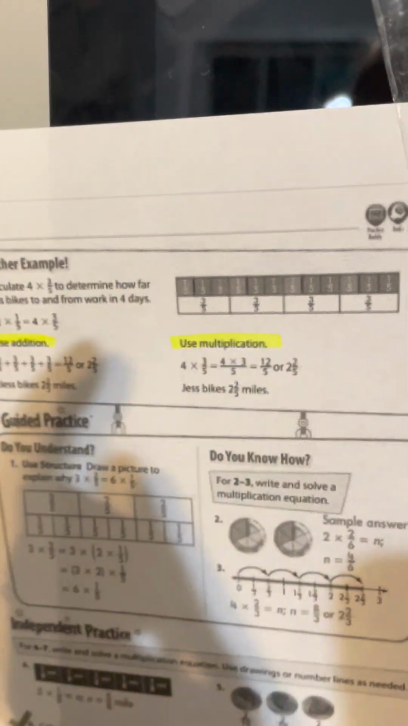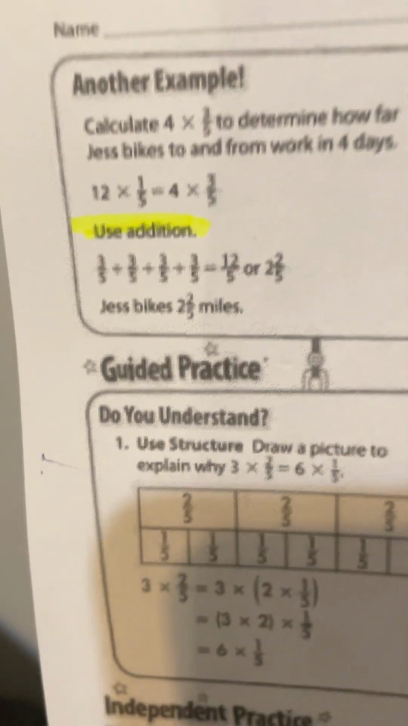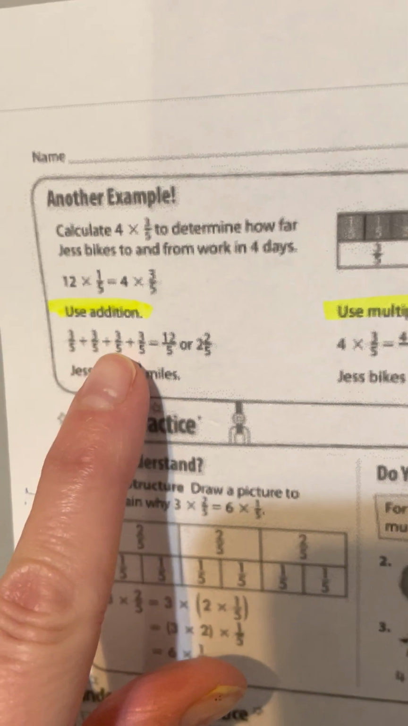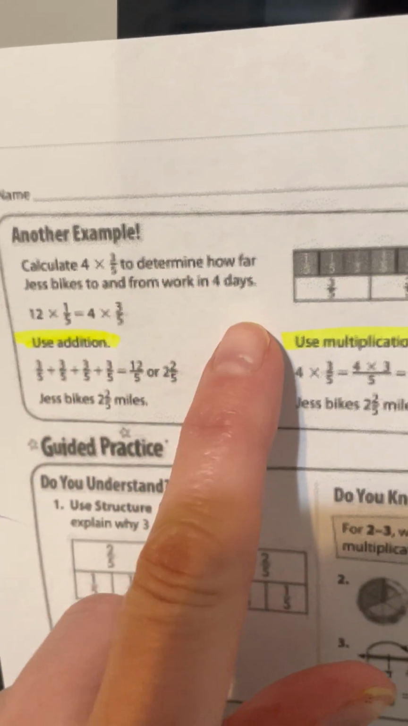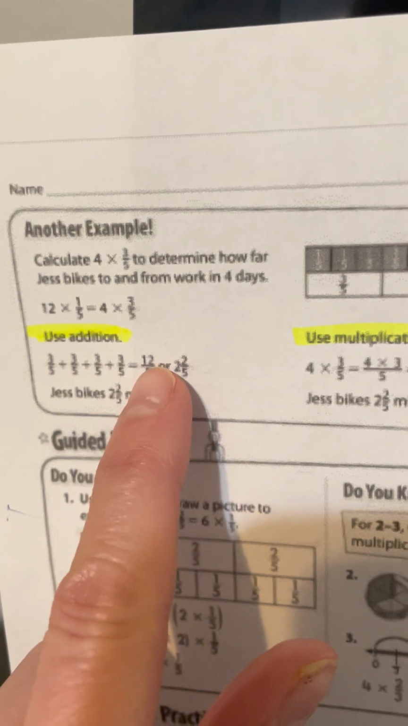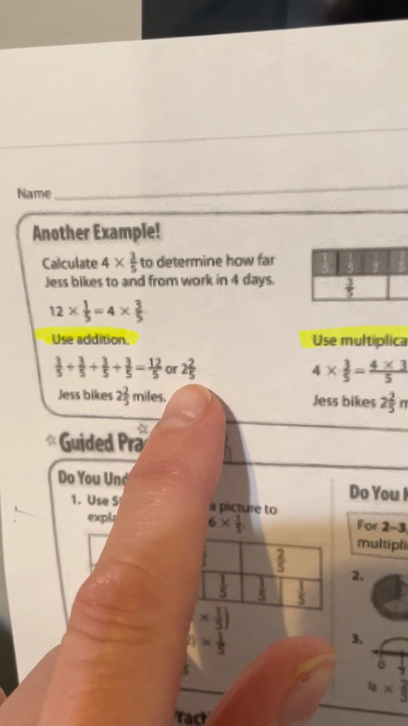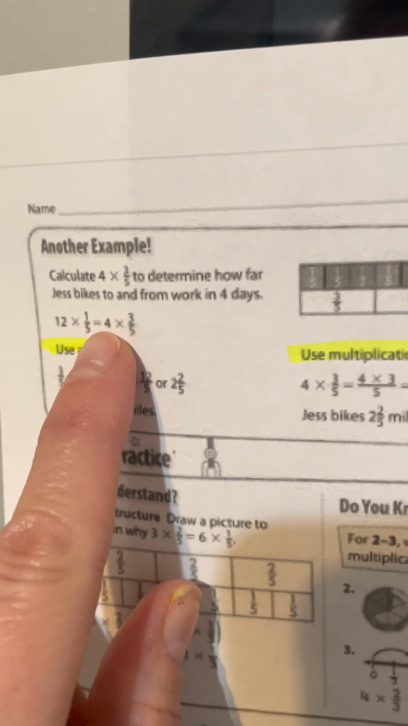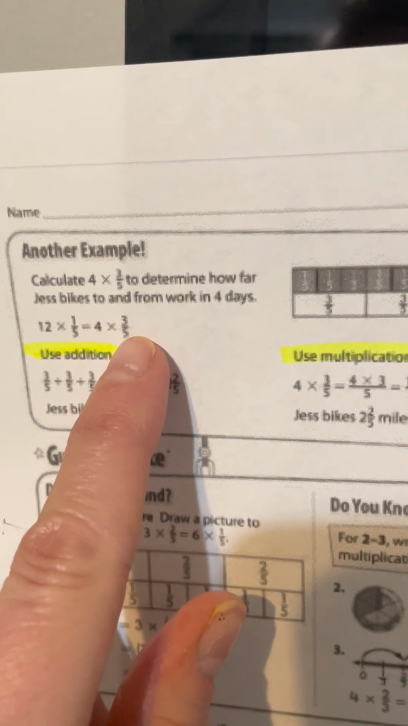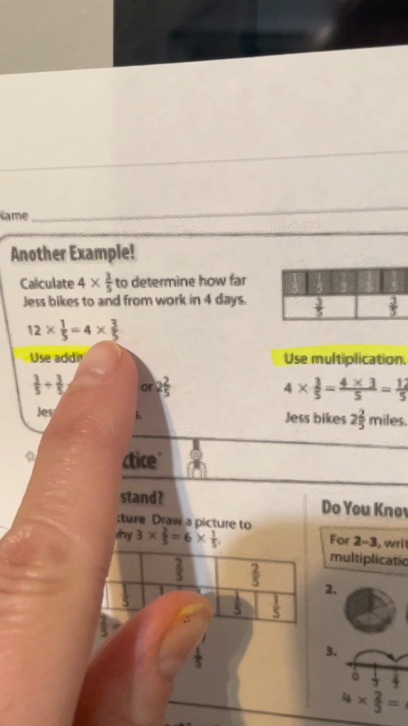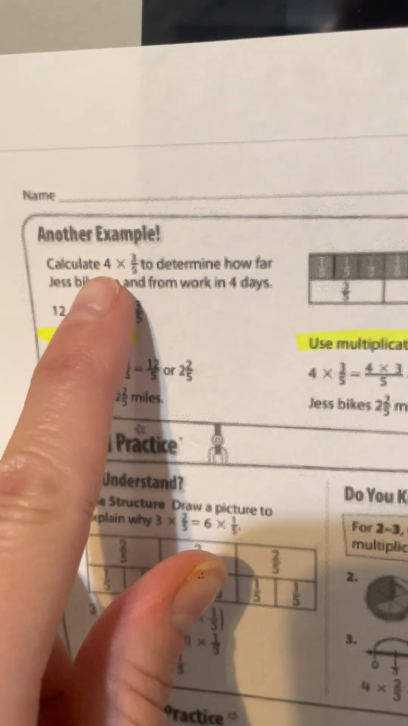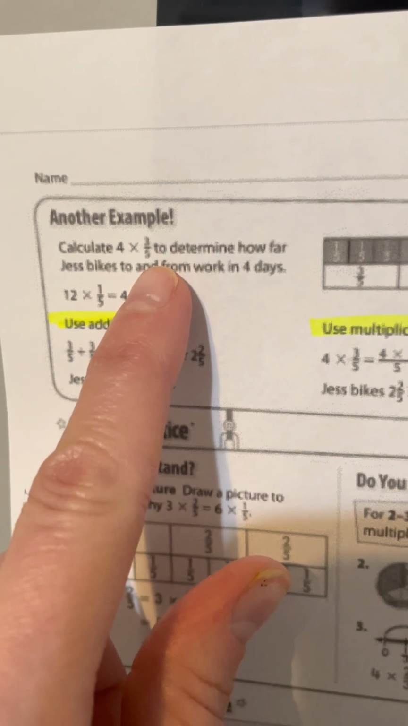So how will we write that? We could do this. I hate doing this, it takes so long. 3/5 plus 3/5 plus 3/5 plus 3/5, right? 3/5 for 4 days, which is 12/5, which is also 2 2/5. Or we could quicken it up and write 4 times 3/5, right? 4 times 3/5 should still give us 12/5 because for 4 days she went 3/5 mile a day.